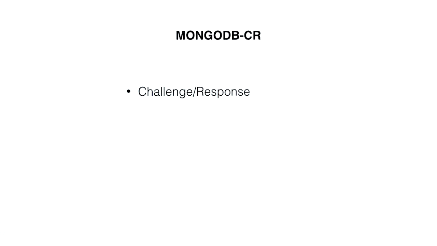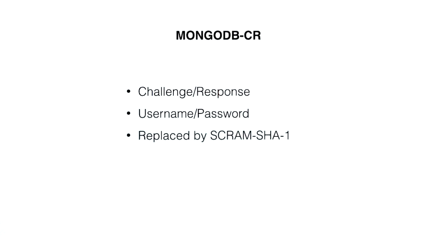MongoDB CR is another one of the 5 client or user authentication mechanisms supported by MongoDB. MongoDB CR is another challenge response authentication mechanism. It is also another username and password authentication mechanism. With the release of 3.0, Scram SHA-1 has effectively replaced MongoDB CR. This means that as of 3.0, MongoDB CR has been deprecated.